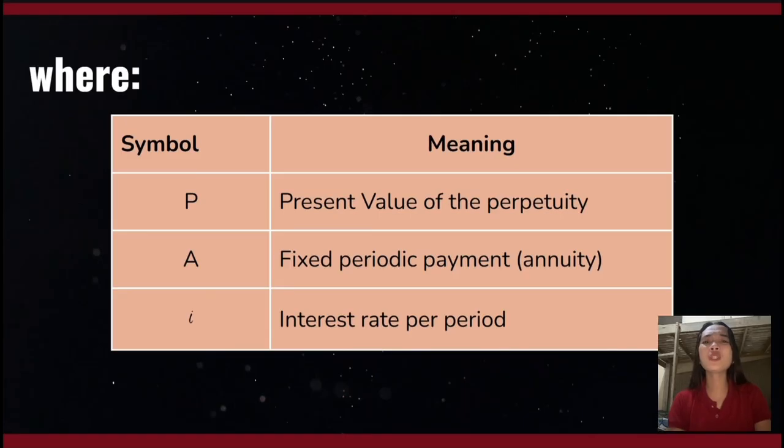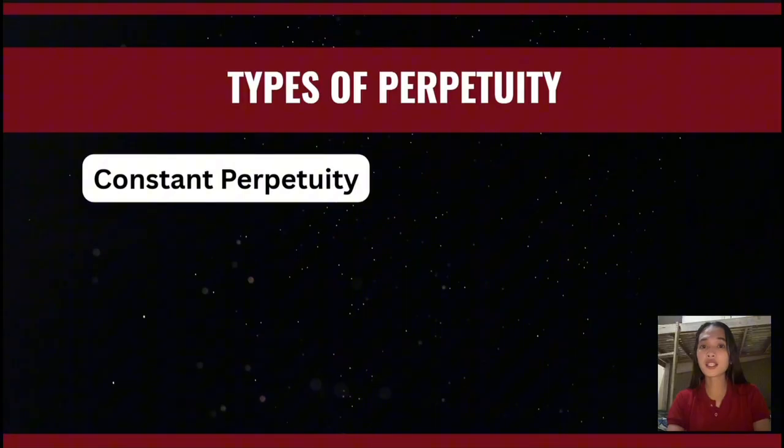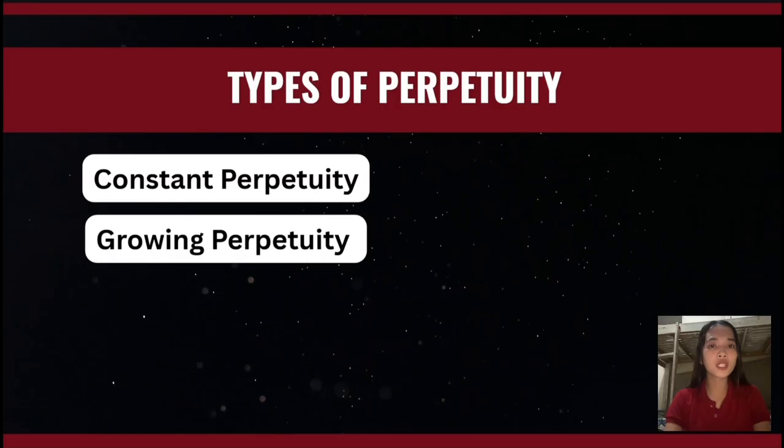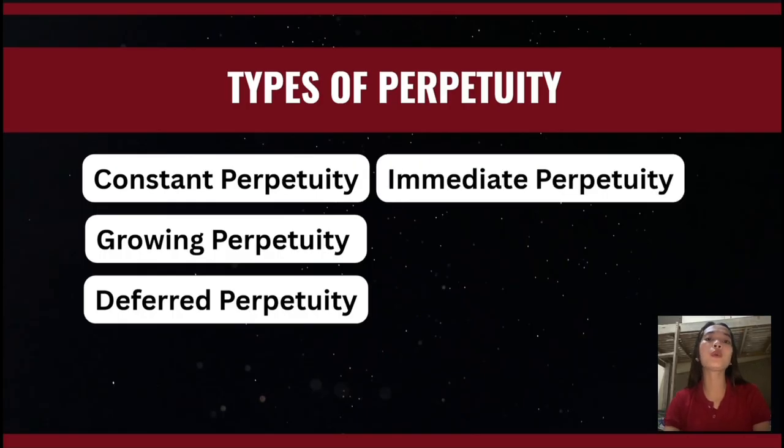Okay. So now that you know what perpetuity really means, let's move on to identifying its different types. Perpetuity actually comes in various forms depending on how the payments behave or when they begin. Here are the types of perpetuity. We have the constant perpetuity, where payments stay the same forever. We also have the growing perpetuity, where the payments increase at a constant rate over time. And then we have the deferred perpetuity, where payments start after a delay, then continue forever. And then the immediate perpetuity, where payments start right away and go on indefinitely.